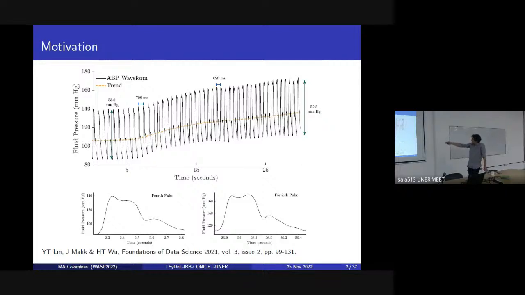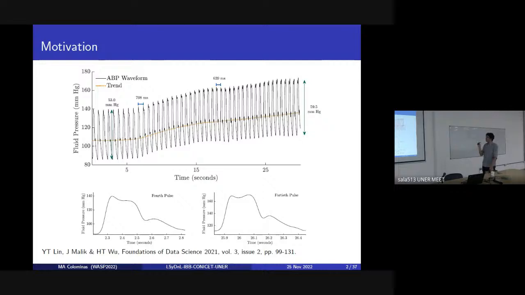Okay. And also, they are frequency modulated. It means that the frequency changes with time. We can see here that this distance is 708 milliseconds, while this one is 620. So we have a trend. Normally we have noise, although in this example the content of noise is not very important, but we normally have noise. Trend, we have modulation in amplitude and modulation in frequency. Those are characteristics that we can encounter in most of these non-stationary biomedical signals.